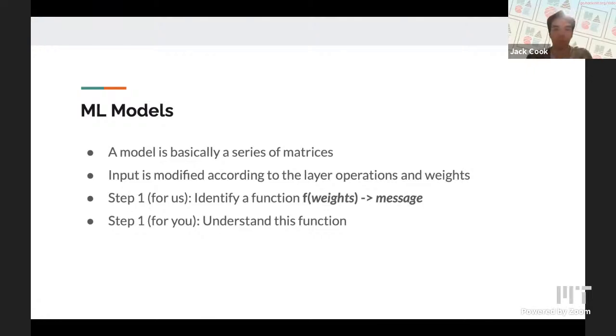So what we did in order to create this puzzle was we wanted to take these weights and create a function so that when the function is given a machine learning model, it reads in the weights, like each of the matrices in the model, and outputs a message. And so this was how the puzzle started. We gave you this function and you had to start out by understanding it. So let's take a look at this function.